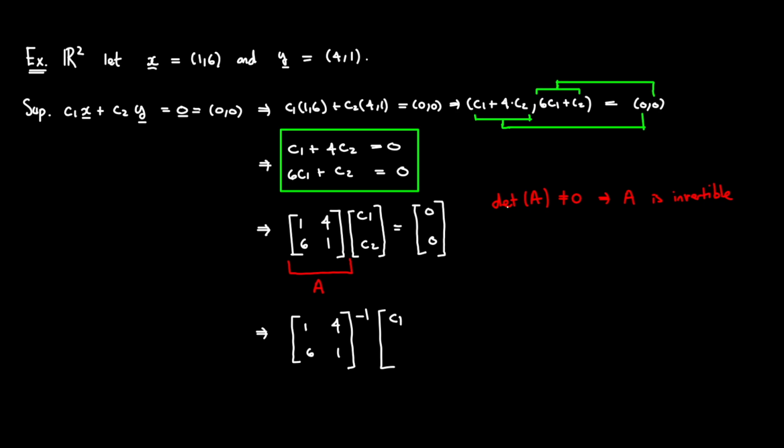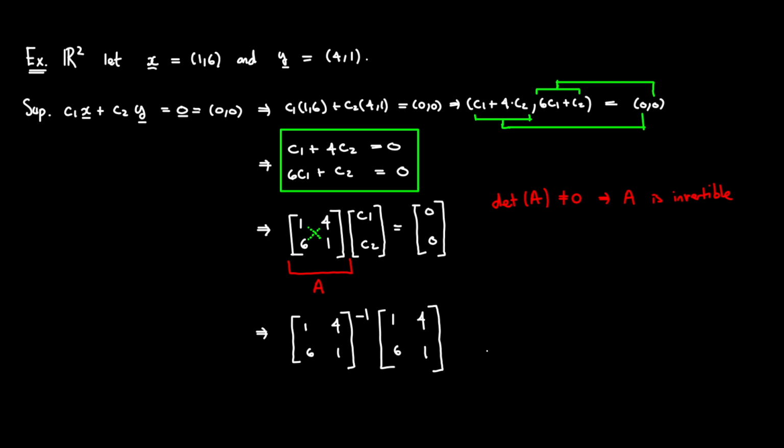By the way, I didn't mention why the determinant is non-zero, but it's really quite straightforward. Let's just check. I multiply these 2 numbers, I get 1, and I subtract 6 times 4, and that's definitely not going to be equal to 0. Okay, so why am I saying C1, C2? Here should be 1, 4, and then 6, and then 1.